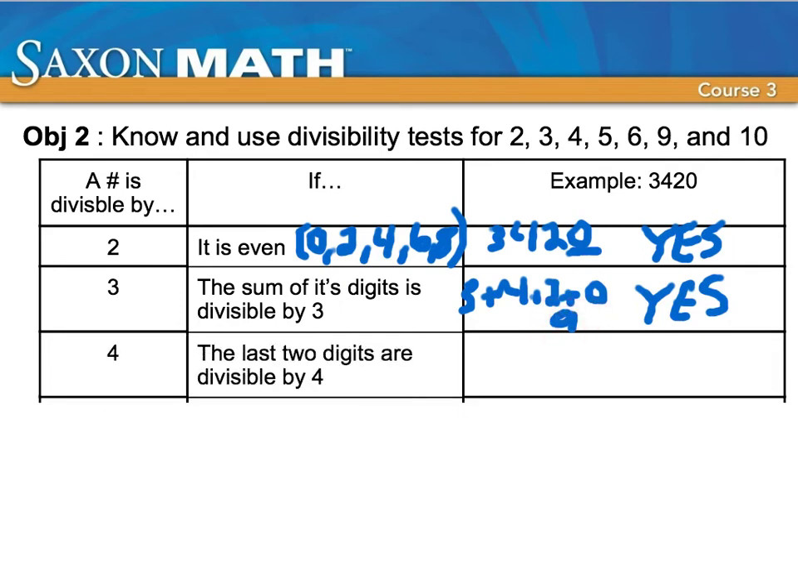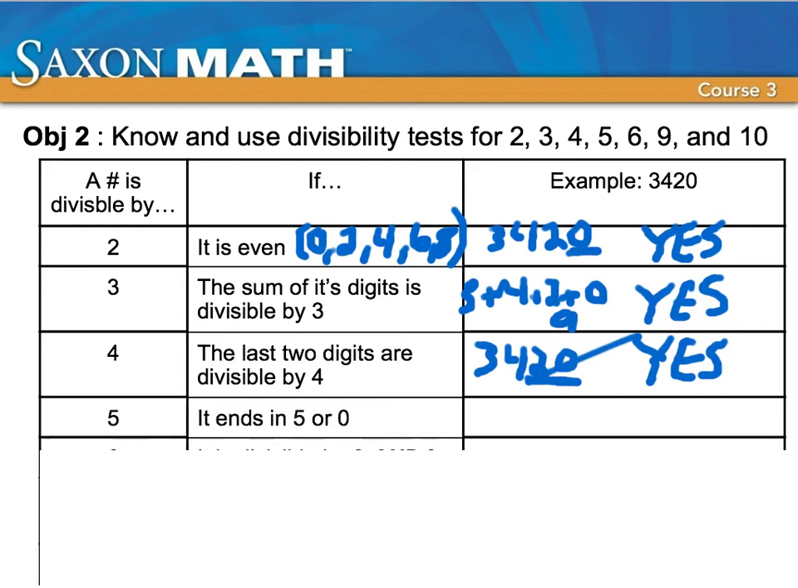Next one, the rule for 4. A number is divisible by 4 if its last two digits are divisible by 4. So when I look at 3,420, I'm looking at the last two digits. Are those divisible by 4? Well, 20 divided by 4 is 5, so that also works. That is yes.